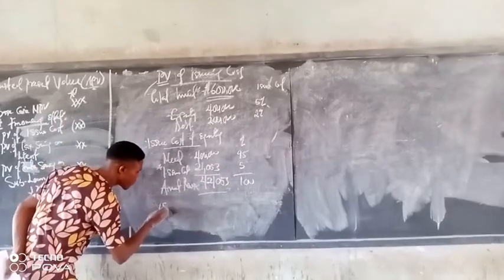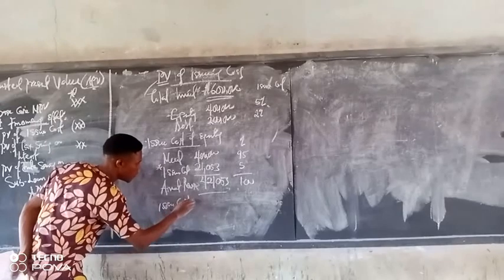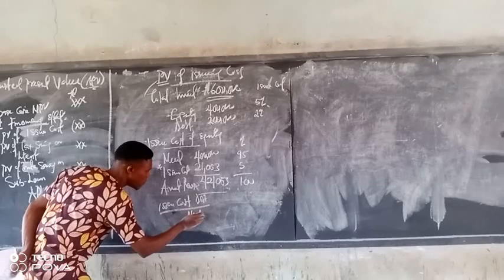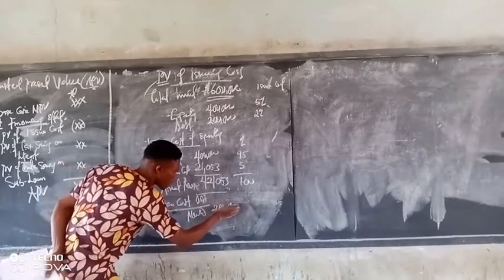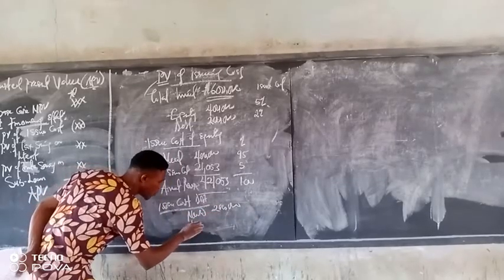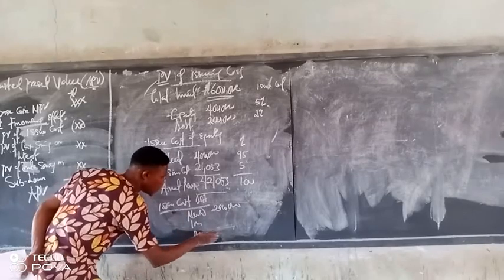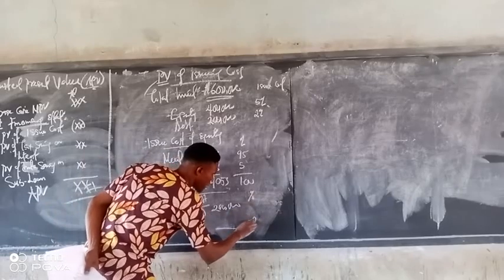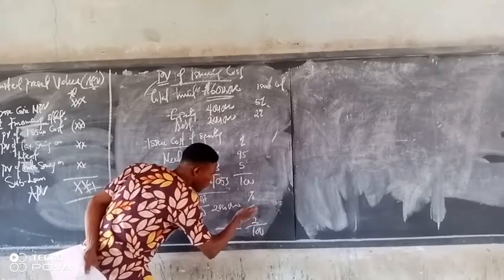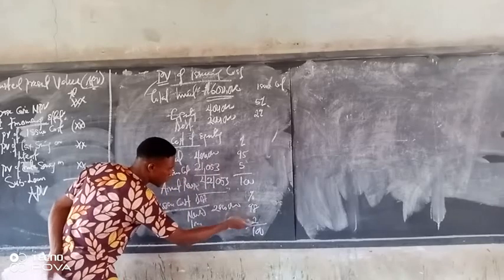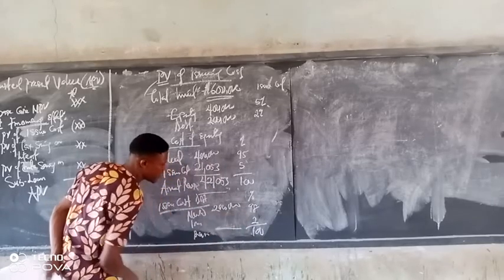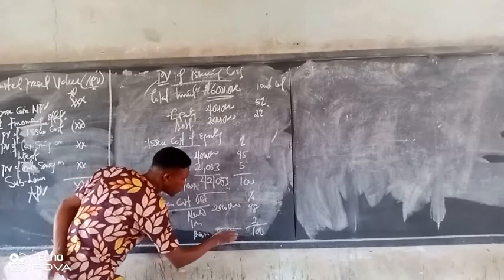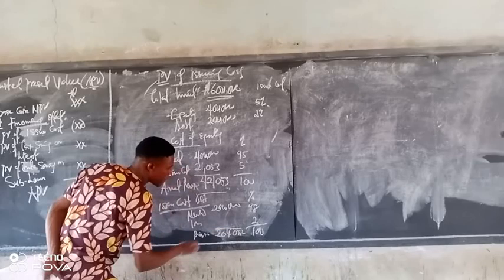EU cost for debt. How much do we need? 200,000. We don't know the amount raised. What is the EU cost? 2%. So this will be 100, this will be 98. To get our EU cost, that will be multiplication: this divided by this times 200,000. That gives 4,082 as the EU cost.